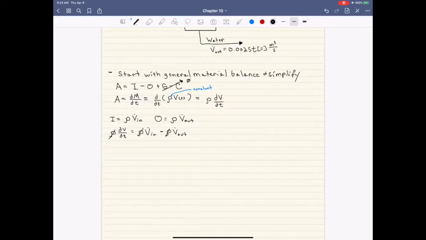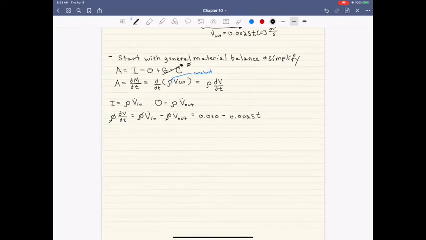And for the right hand side, we could actually just now plug in what our volumetric flow rate in and our volumetric flow rate out are. I'm not going to write out the units just to make the equation less busy, but we have to remember that the 0.050 here and the negative 0.0025 here are in units of meters cubed per second. In any case, we could now just write out clearly what our differential equation is.